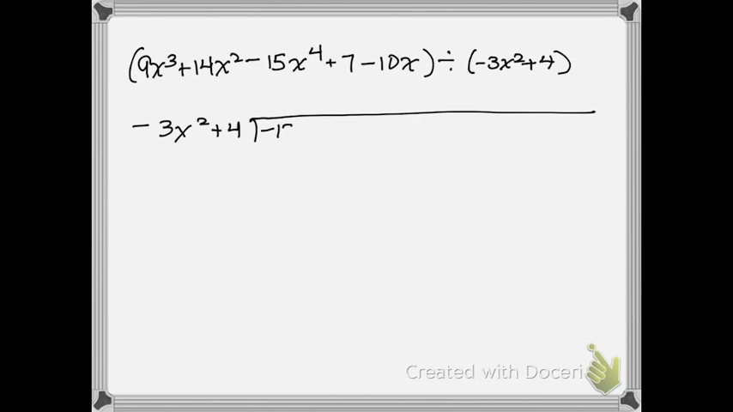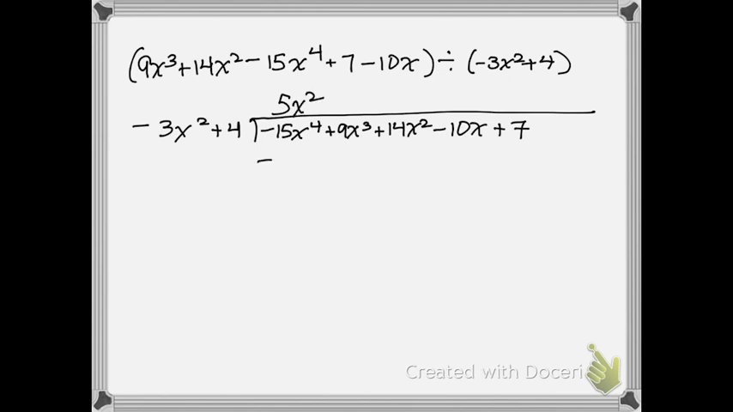So x to the fourth, that's the highest degree, so I want to start with that. And then decreasing degree, x to the fourth, x cubed, x squared, etc. So I get to the constant at plus 7. And then I'm going to go through my process of long division with this divisor. So negative 3x squared times what is negative 15x to the fourth? And it's going to be 5x squared.